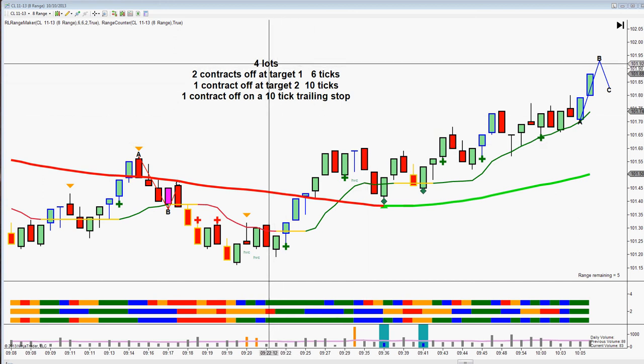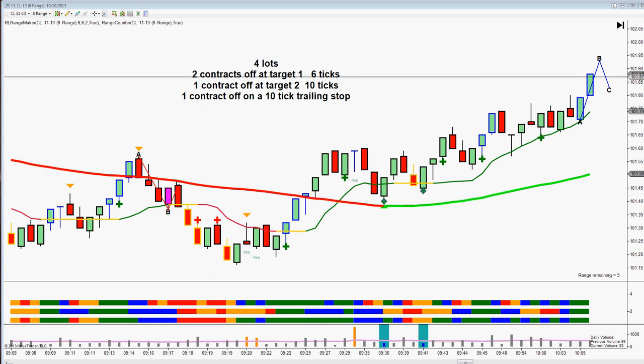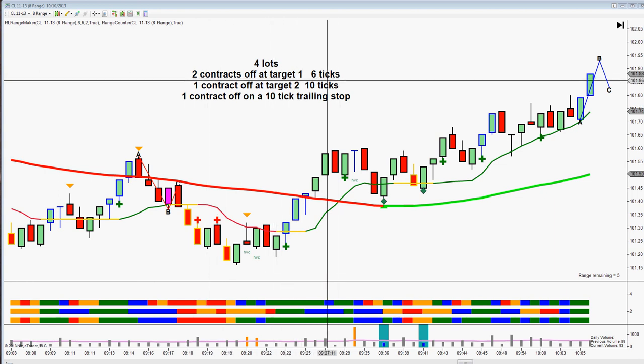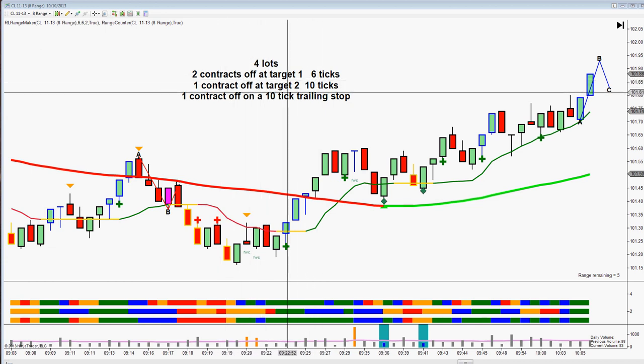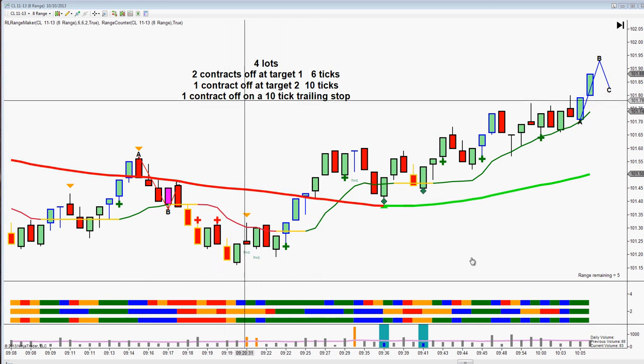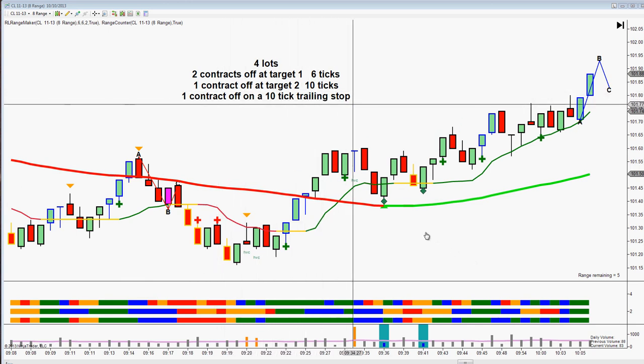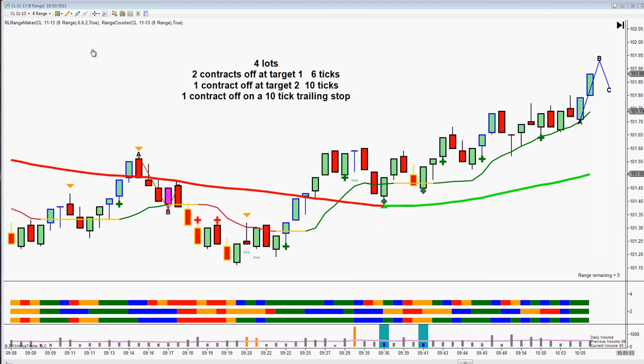Now, if you can trade 4 contracts, you're going to take 2 contracts off at target 1, and target 1 is 6 ticks. You're going to take a contract off at target 2, which is 10 ticks. And then 1 contract is off on a 10-tick trailing stop. And that 10-tick trailing stop engages when your first target is hit.